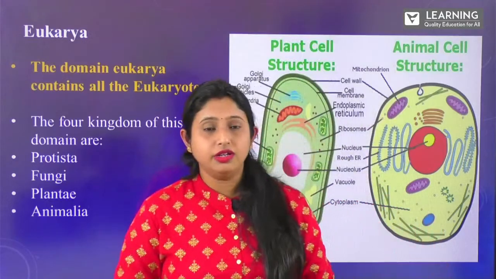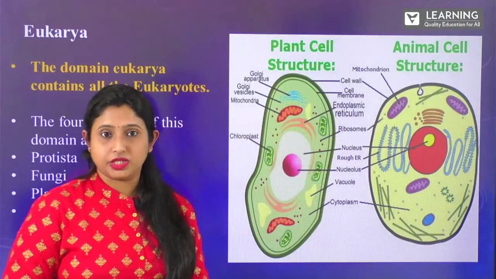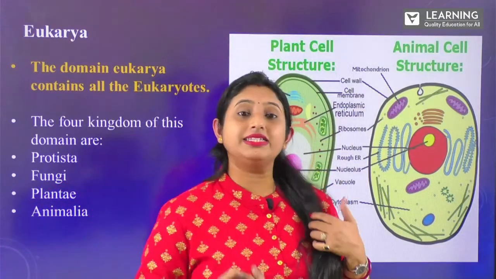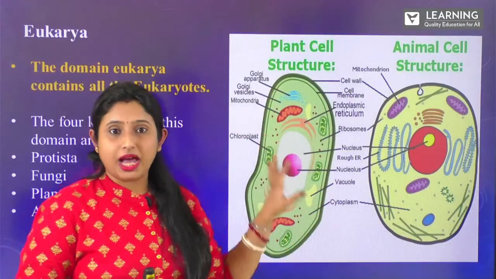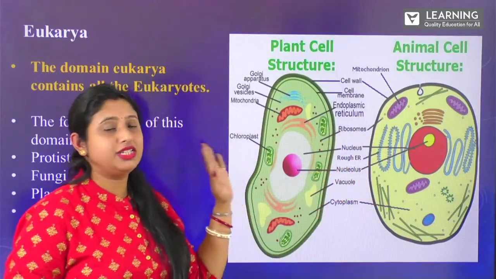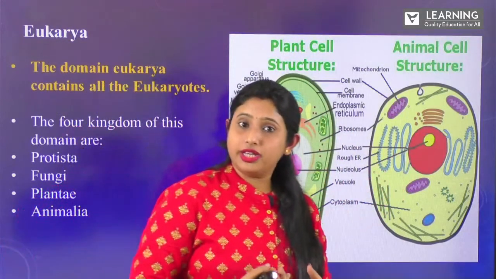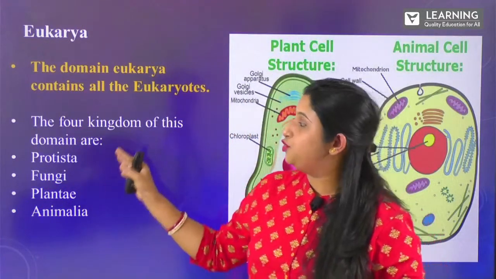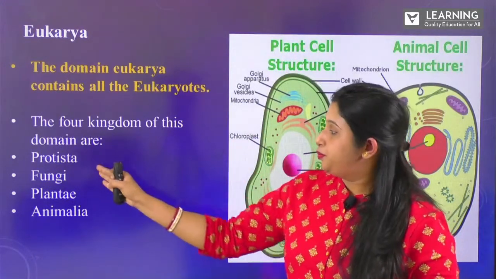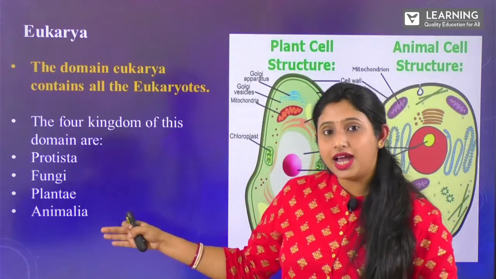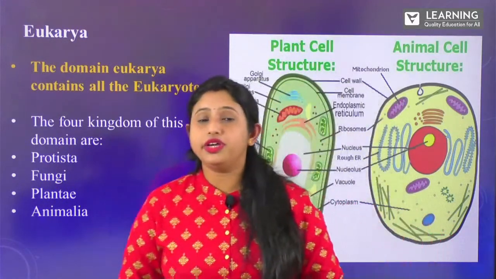Next, the last one is your eukarya, right? So under this, the eukaryotic organisms come. The eukaryotic organisms are the multicellular organisms. They have more than one cell, like the plants and the animals. So here you can see the plant cell and the animal cell, right? So these are the organisms which come under this, and they are divided into four kingdoms. What are the four kingdoms? You can see here: protista, fungi, plantae, and animalia. So they are divided into four kingdoms. So they belong to the eukaryotes.